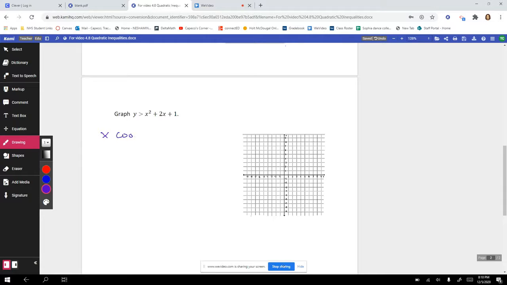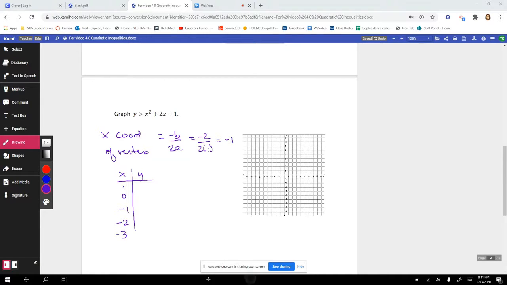So I'm going to use the x-coordinate of the vertex. I'll use that little equation we have, negative b over 2a, which gives me negative 2 over 2 times 1, which is negative 2 over 2, which is negative 1. Now, I'm going to use a table. That's going to be my vertex, so I'll put that in the center here. And then I'll just pull out some other values just around the vertex.